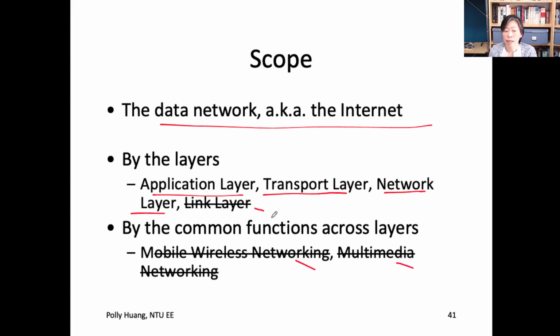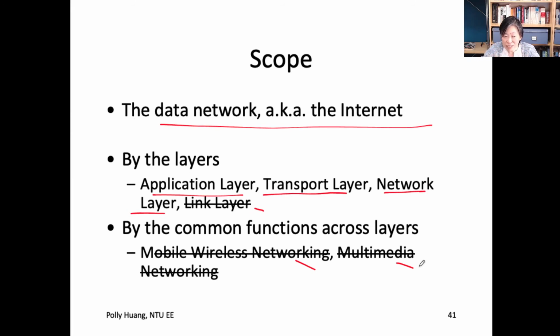In fact, what I want to say is that for these topics, you can find more advanced courses that focus on talking about the link layer or mobile wireless communication, as well as multimedia networks.